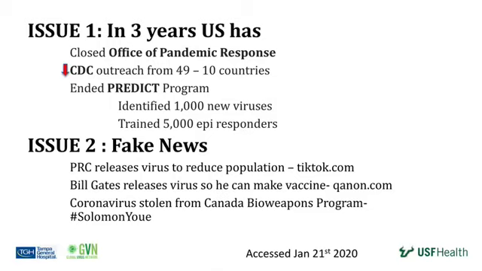There have been a few issues in understanding novel disease emergence from a pandemic perspective. In the past 3 years, the United States has closed the Office of Pandemic Response, decreased its outreach from 49 to 10 countries, and ended the PREDICT program, which identified 1,000 new viruses and trained more than 5,000 epidemiological responders.